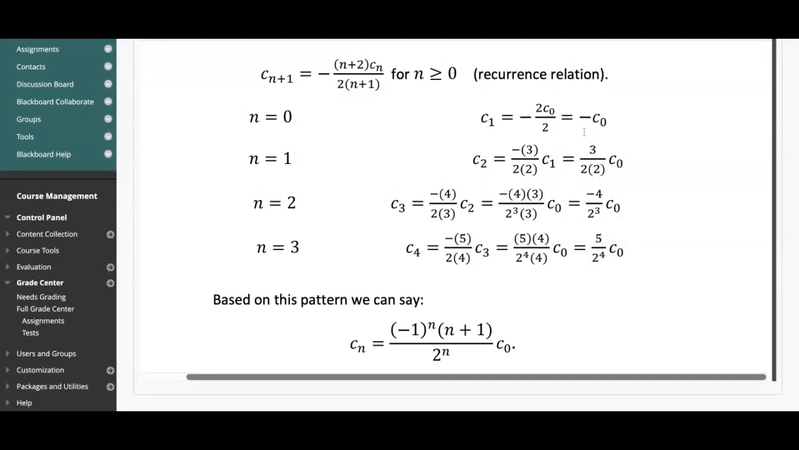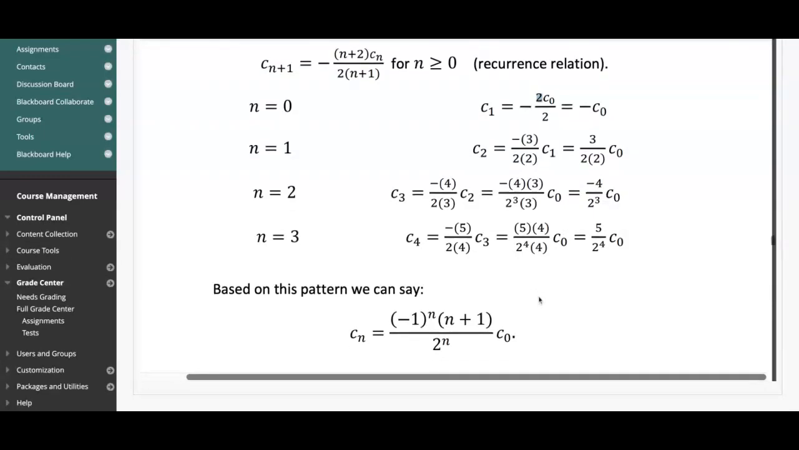We see the denominator: we have 2 times 2, 2 squared, 2 to the 3rd power, 2 to the 4th power, and so on. And in the numerator we have 3, -4, 5. We see it alternates, right? The series is alternating. So that means we have -1 raised to n. Then the first term is just 1 over 1, or 2 over 2. So c1 is 1 plus 1.